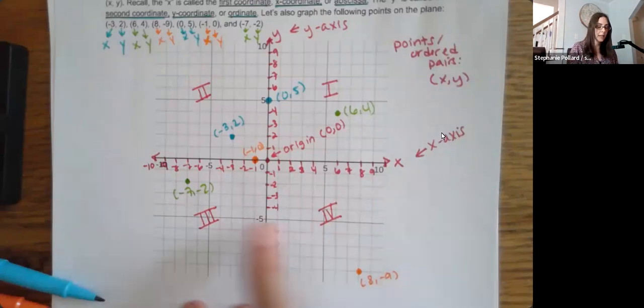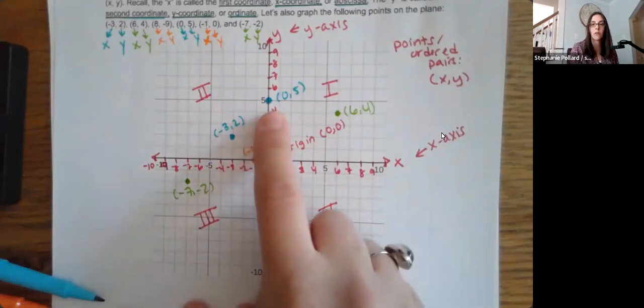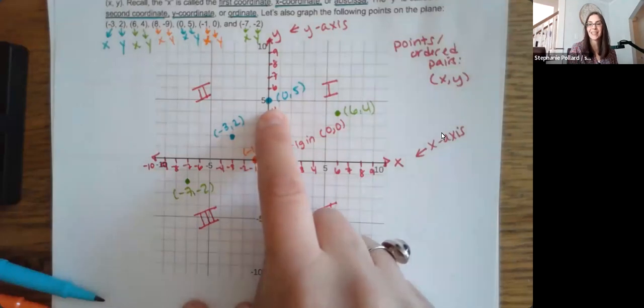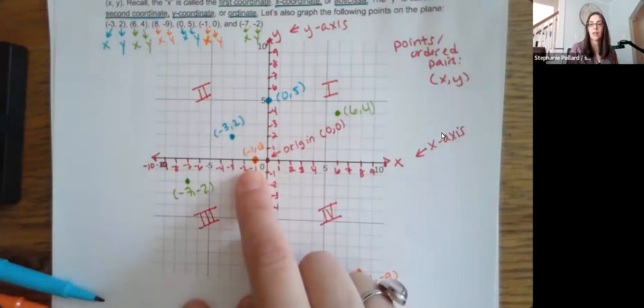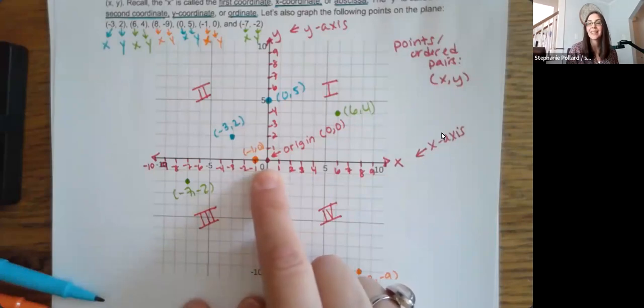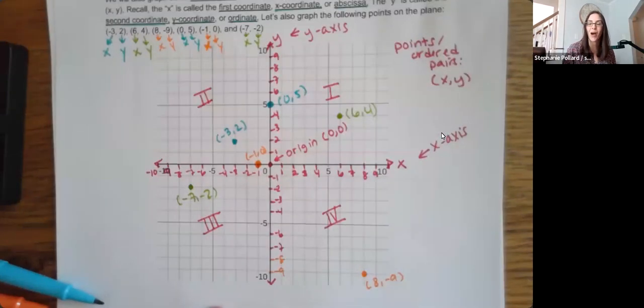Now, points like negative 1, 0, and 0, 5 are not in quadrants. We say that they're on the axes. So the point 0, 5 lies on the y-axis. The point negative 1, 0 lies on the x-axis. And then the origin 0, 0 lies on both axes. It is both on the x-axis and also on the y-axis.